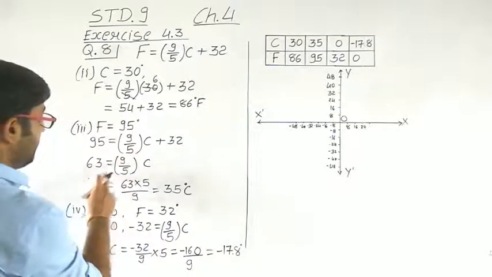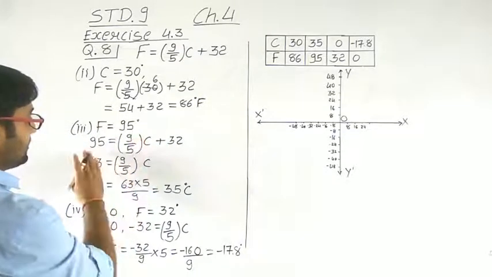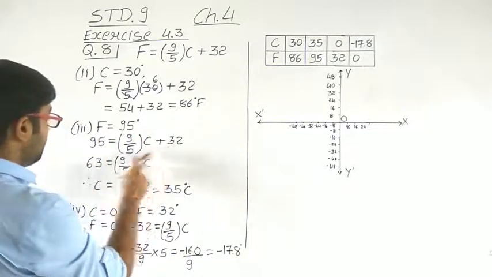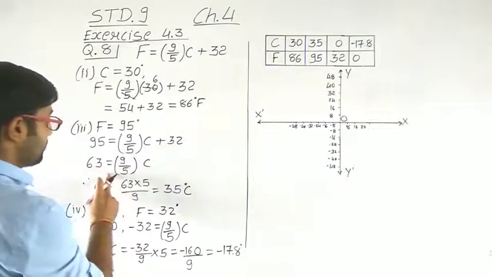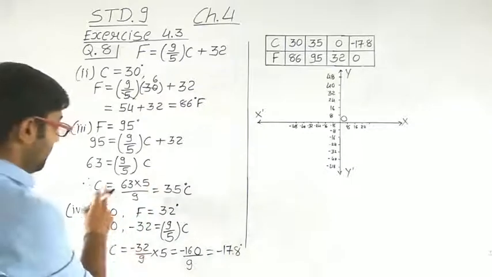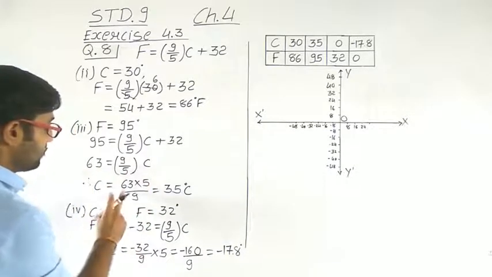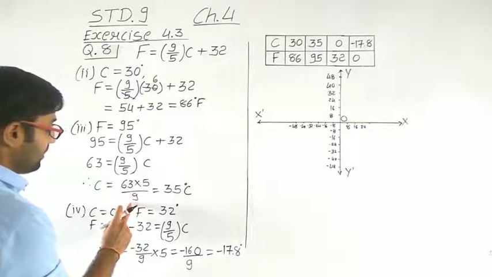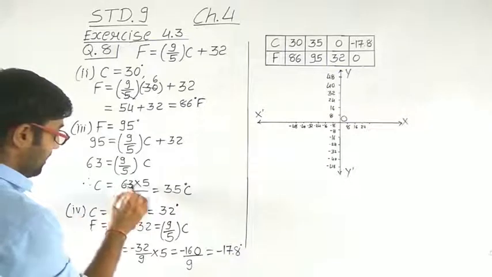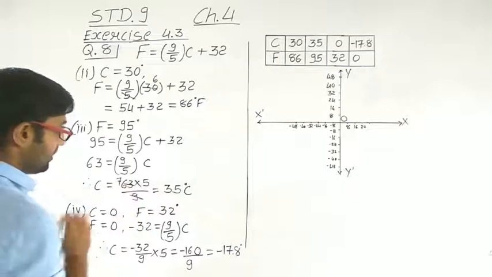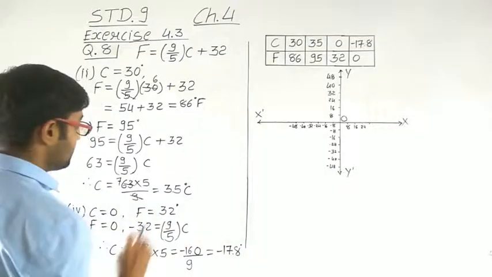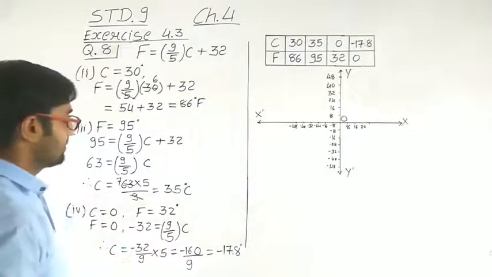So here, when we take this 32 to the left hand side, it will be subtracted from the 95. So here we get 95 minus 32, which is 63. 63 is equal to 9/5 into C. Now by making C the subject, 5 will be multiplied with 63. So we will get 63 into 5 upon 9. Here we can cut 9 sevens are 63, and we get 7 into 5, that is equal to 35. So this is the answer in Celsius, the value of Celsius.